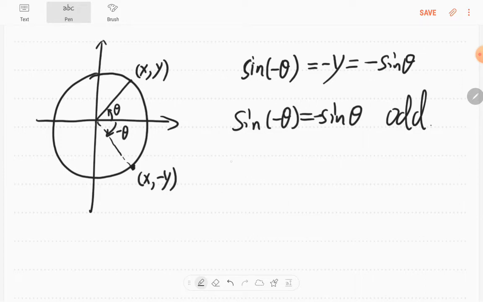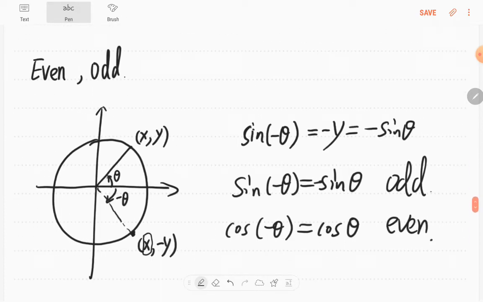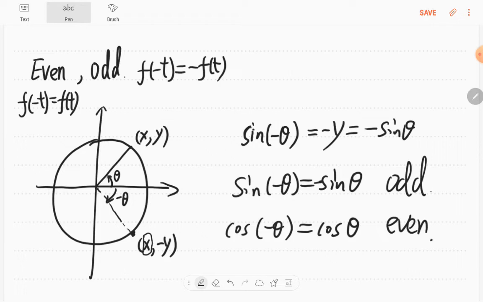Similarly, you have cosine of negative theta. Cosine of negative theta equals x, right? And x is also equal to cosine theta, so it's equal to cosine theta. So this means it's an even function. Just a quick reminder of what even means: even means f of negative t equals f of t, and odd means f of negative t equals negative f of t. So sine of negative theta equals negative sine theta, and cosine of negative theta equals cosine theta.